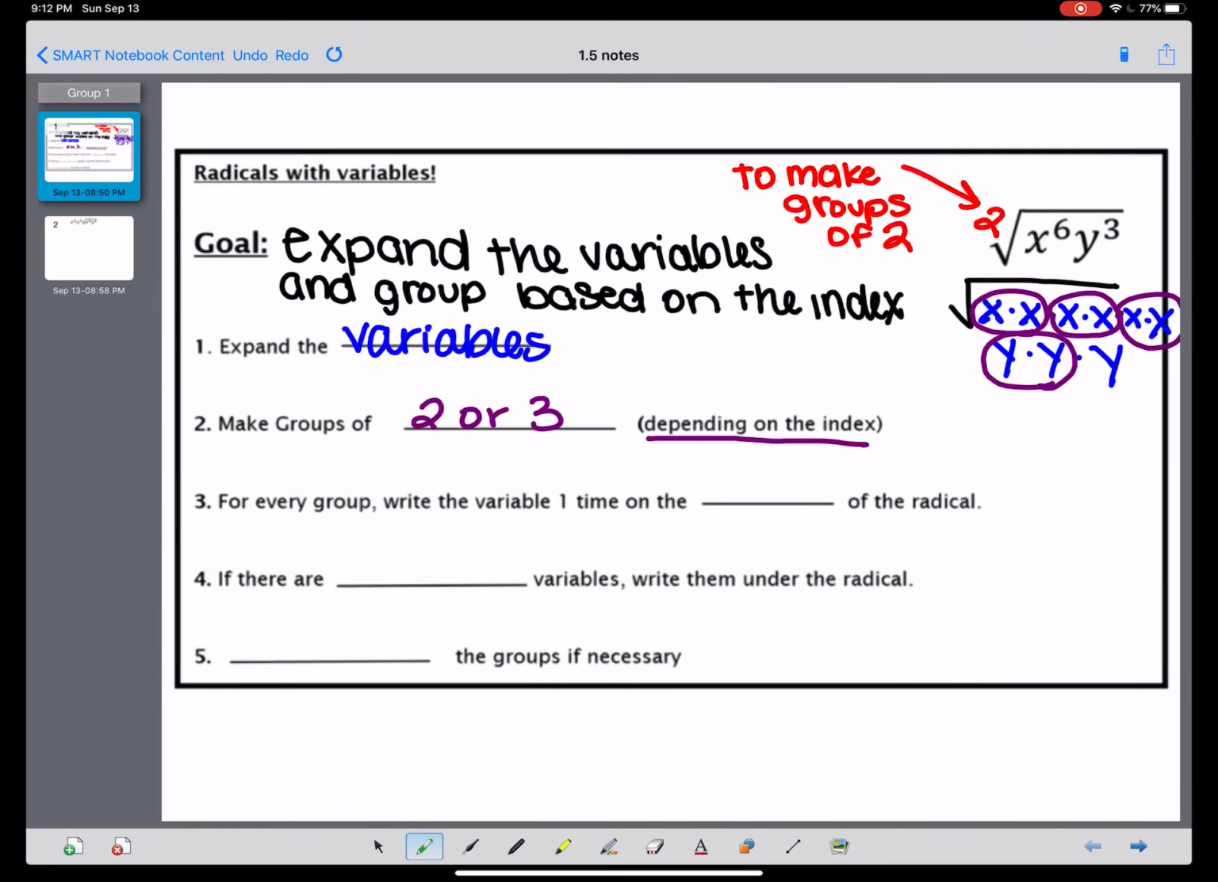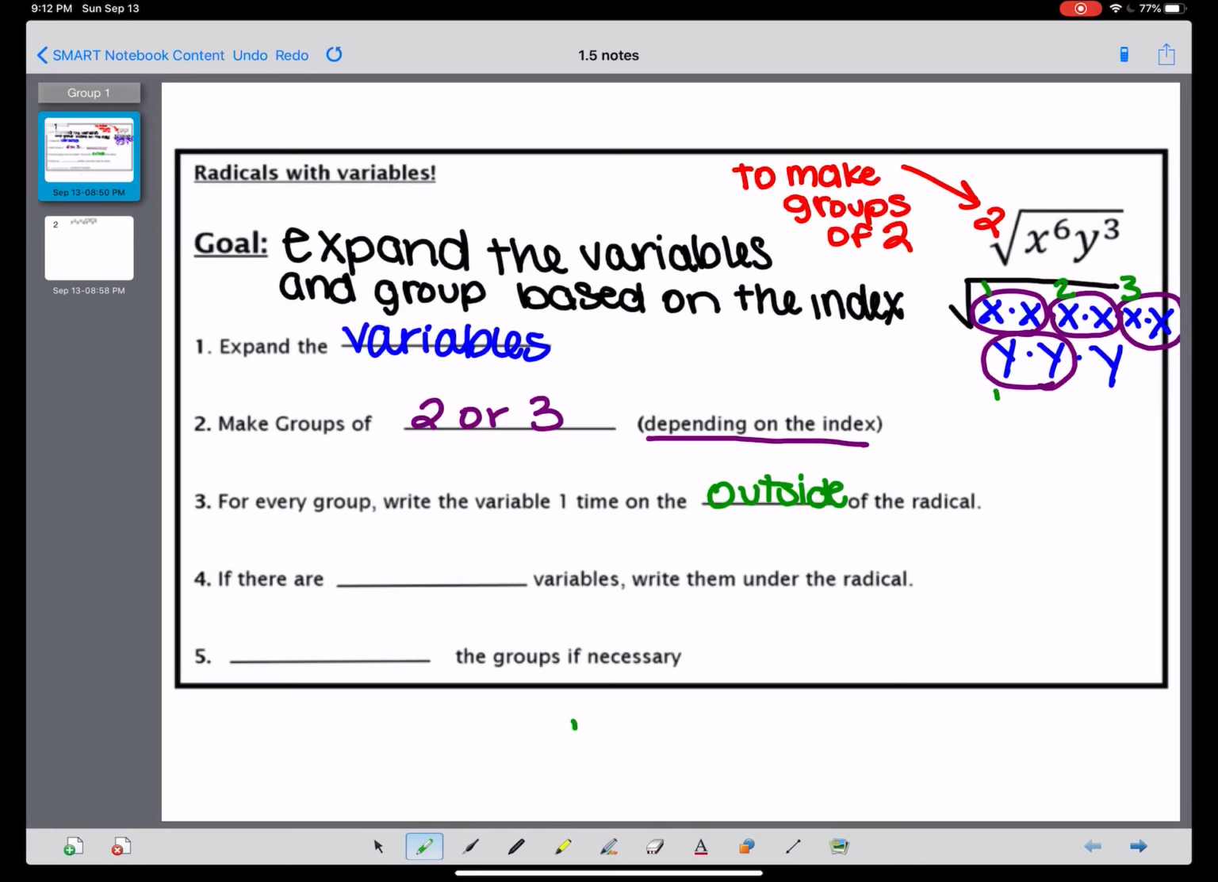My 3rd step says that for every group, write the variable 1 time on the outside of the radical. Right, so just like we did in 1.4 when we simplified with just numbers, every time I made a group of prime numbers, I put that number 1 time on the outside. So we're going to do the same with our variables here.